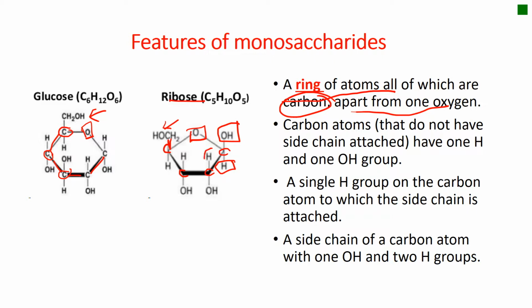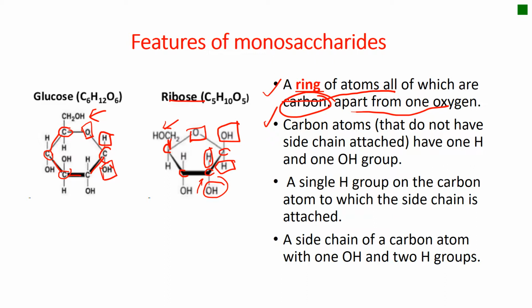So you can see from here, this carbon has no side chain. So that's why it has one hydrogen and one hydroxyl. The same thing also happens for glucose. This carbon has no side chain, so it is attached with one hydrogen and one hydroxyl. So that's the second feature of monosaccharide, right? Check. Now, the next one.